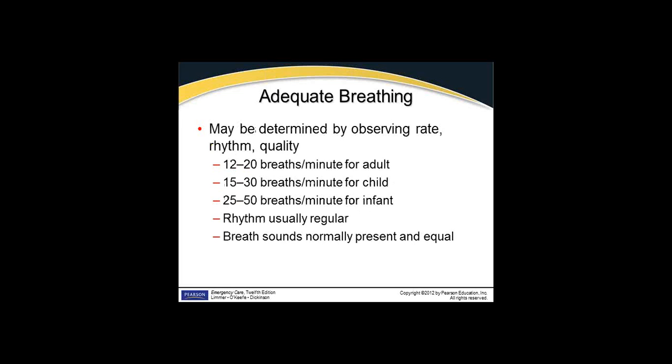Additionally, the rate of breathing is within the normal limits. And this would be, if you have forgotten this, a good thing to commit to memory again. The normal respiratory rate for an adult is typically 12 to 20, 15 to 30 for a child, 25 to 50 for an infant. Rhythm is usually regular, and the breath sounds are normally present, equal, or sound the same on both sides, and are typically fairly quiet. You don't hear a lot of extra stuff going on.